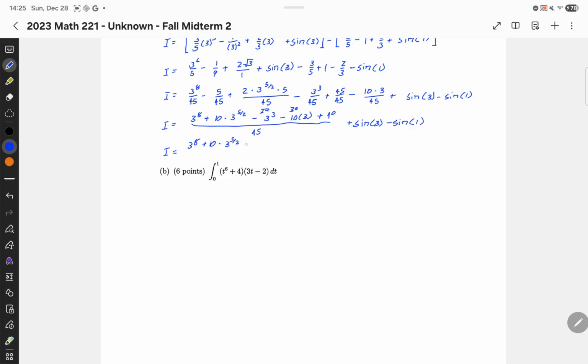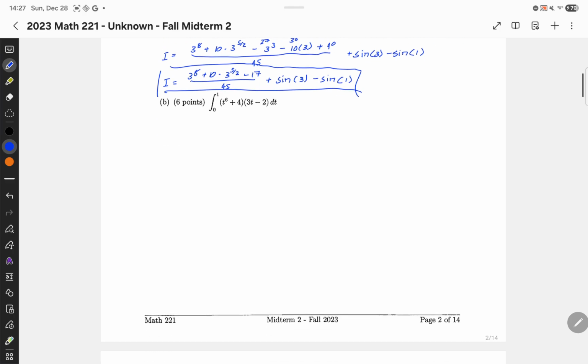So that's going to end up being minus 17, all of that over 45, and then plus sine of 3 minus sine of 1. And that is our first integral right there. Just like that. Alright.